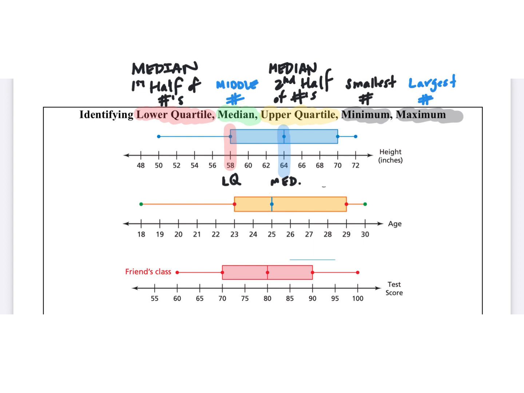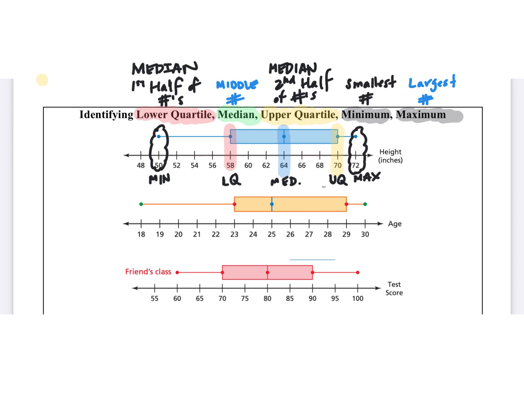And then lastly, our upper quartile is the second half of that box. And so we are looking for the second half of the box, and that is what we call our upper quartile. Our minimum and our maximum are always the first and last dots, not the first number or the last number on the number line. The minimum is always the first dot, and the maximum is always the last dot.